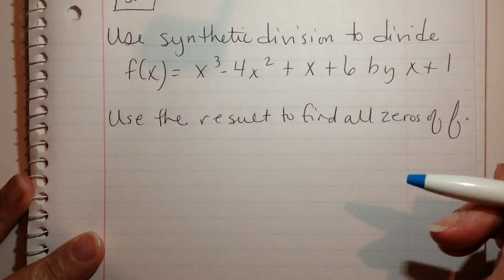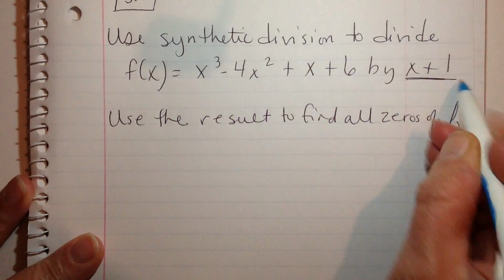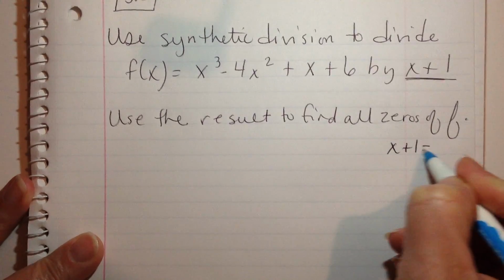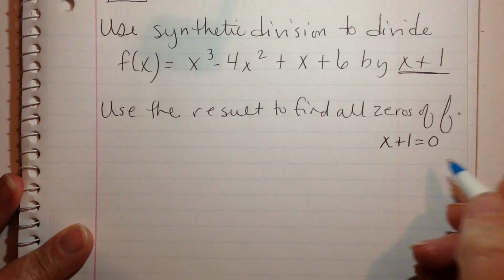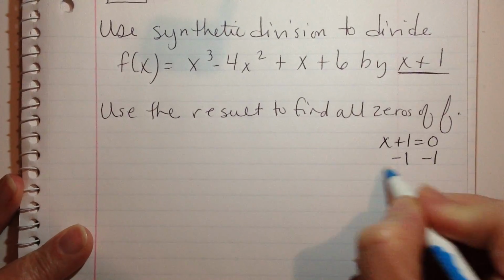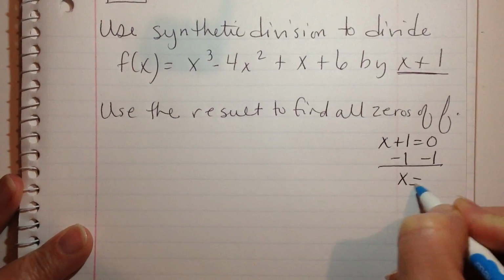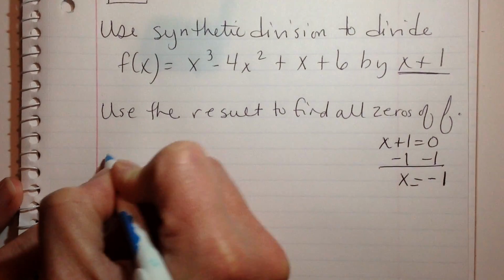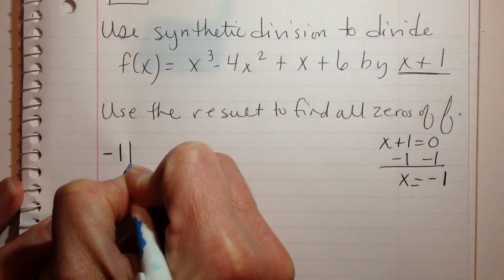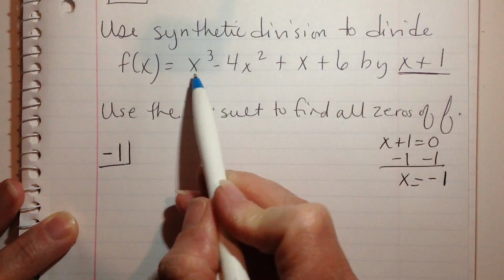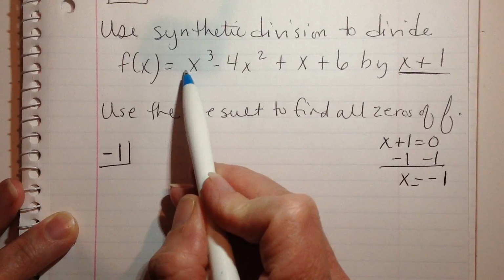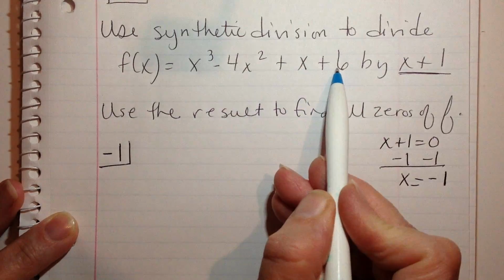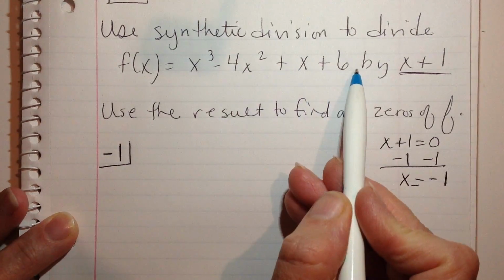So the first thing I will need to do is take the x plus 1, set it equal to 0, and solve for x. Subtracting 1 from both sides, x equals negative 1. Negative 1 will go in our box. We will check to make sure that the polynomial is in descending order and that we're not missing any terms.